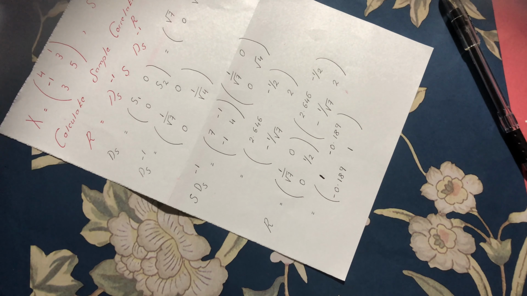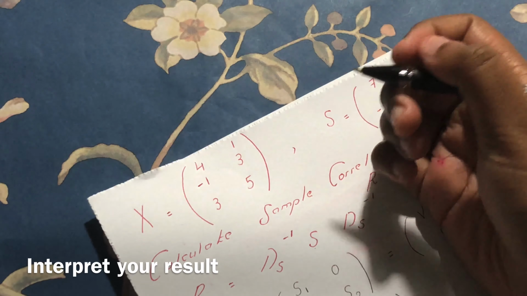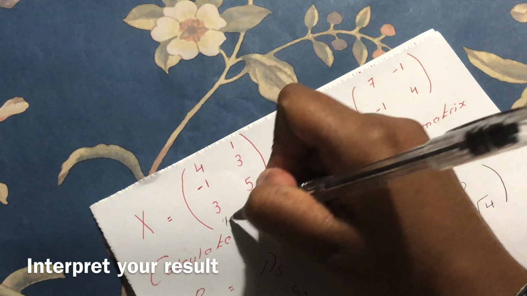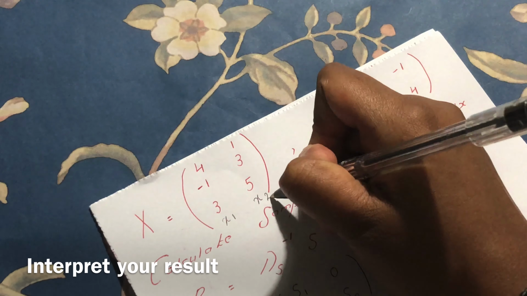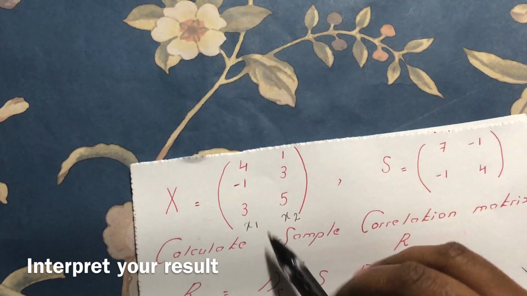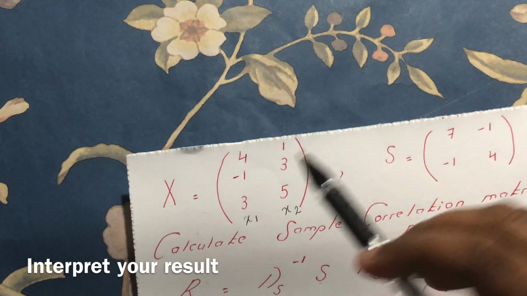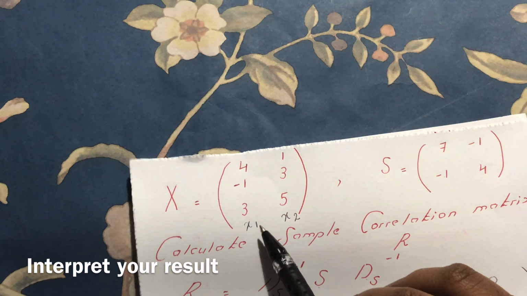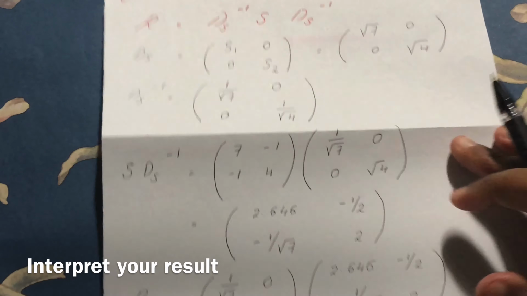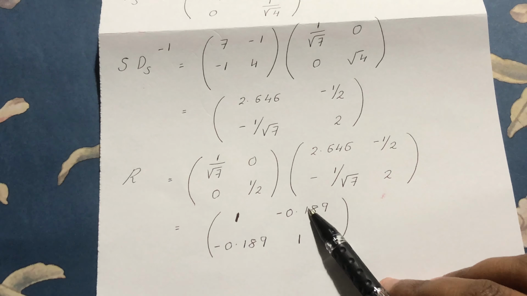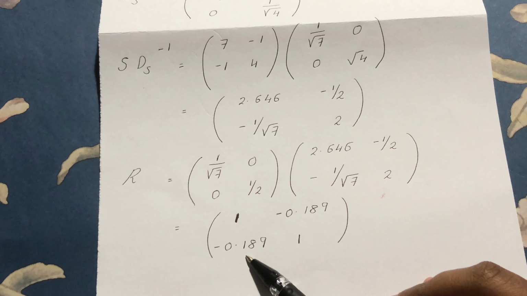So this is how we calculate the correlation matrix O. Let's suppose we label this as x1, x2. So basically you're finding the correlation between x1 and x2. It is the same as finding the correlation between x2 and x1. So that is why you have this value same as this value.